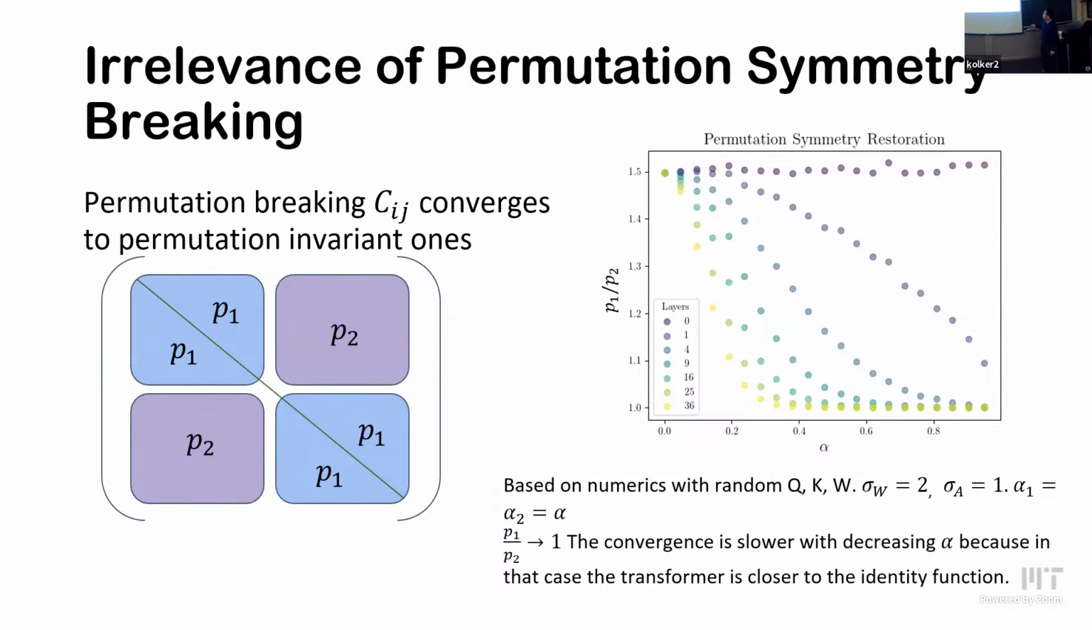But you see, this is confirming that it's okay to focus on that permutation invariant ansatz because it's kind of stable. It's stable in this way.